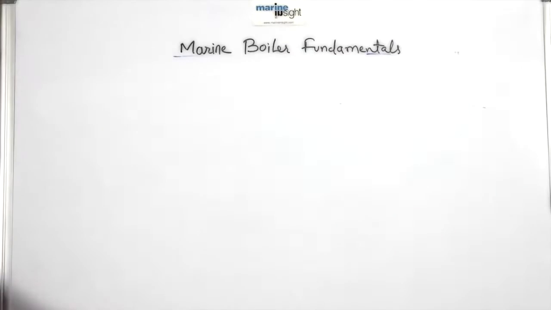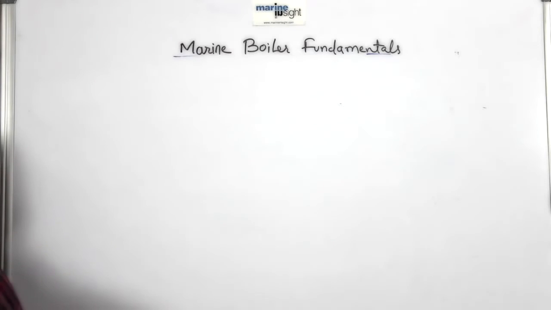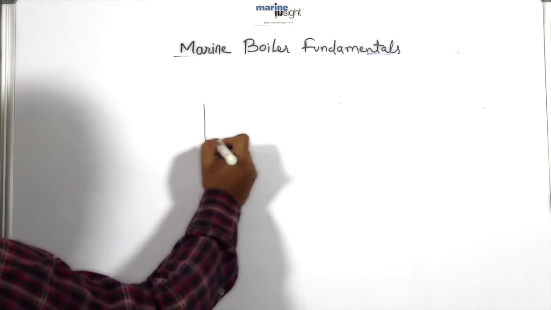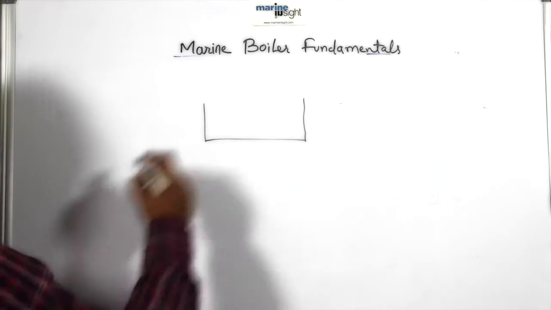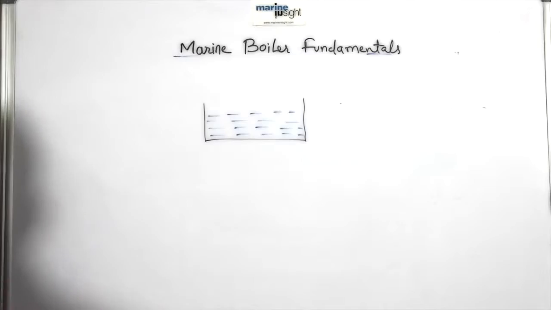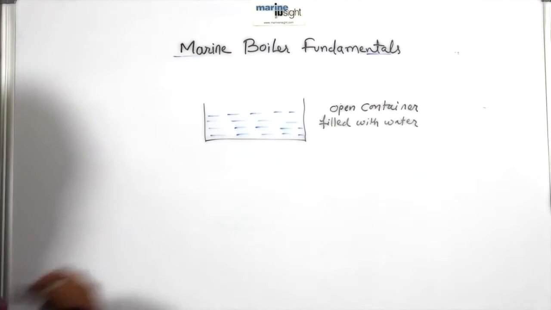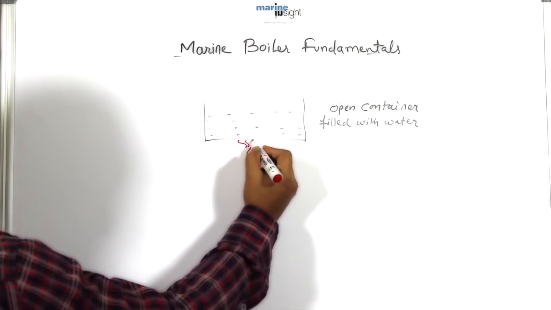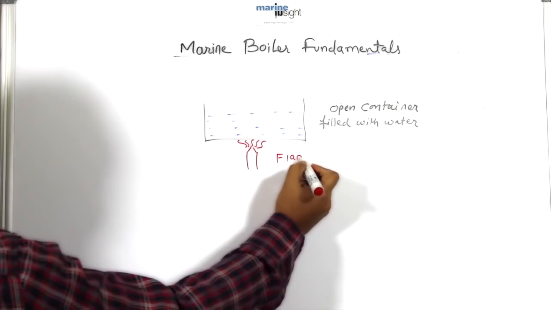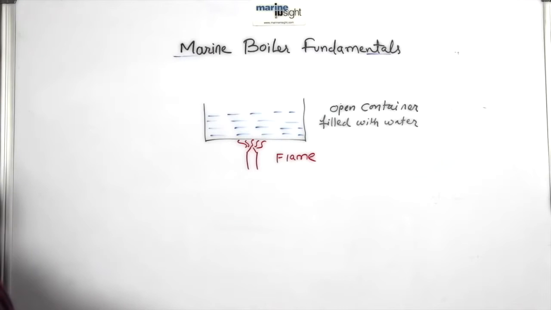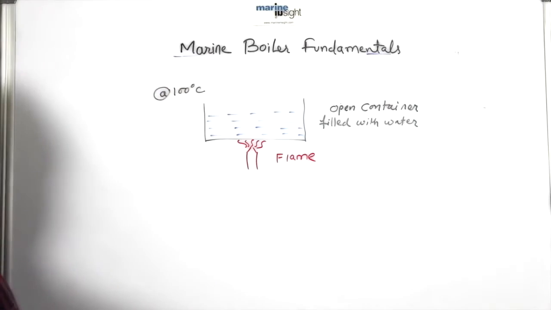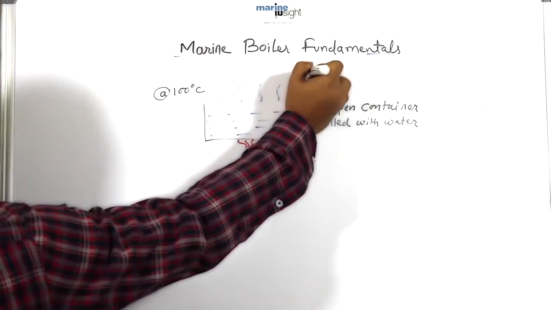Now we will take these concepts and apply them in a practical way by building a marine boiler from scratch. The easiest method to produce steam is to keep water on a heat source. Let's take a container filled with water and open to the atmosphere. Keep this container on a high temperature flame. Water will start boiling and steam will be produced after some time. When we heat the water at 100 degrees Celsius with this arrangement, the steam produced is lost to the atmosphere as the container is open at the top.